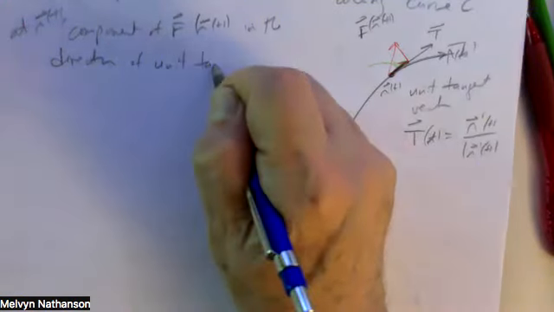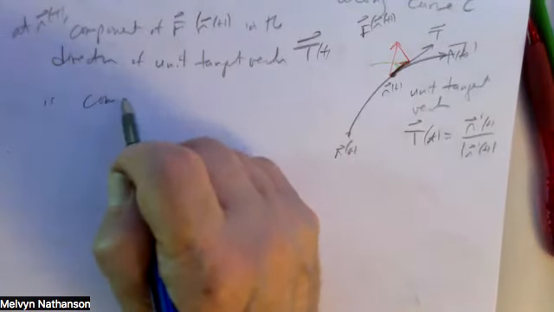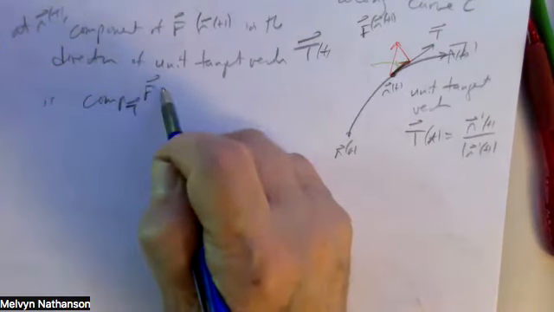So what we have here, how do you get the component of the vector field in the direction of a unit vector? At the point r of t, the component of F at r of t in the direction of the curve, in the direction of the unit tangent vector T at t, is the component of F in the direction of T.